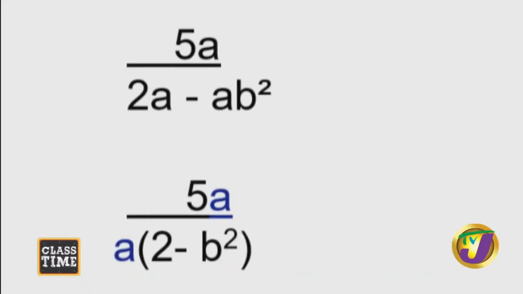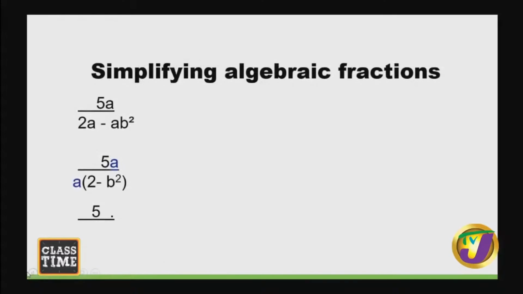What can we do here? Yes, we can further factorize. So a divided into a goes 1 time. So now we have 5 all over 2 subtract b squared. So this is your simplified algebraic fraction from where we started. All right, guys?